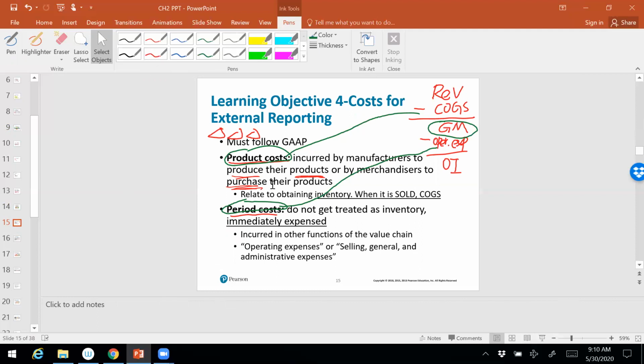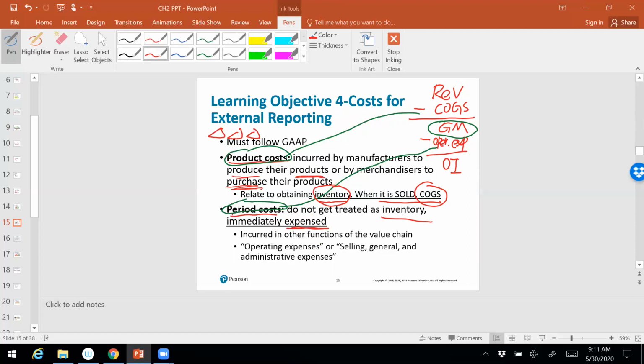We already talked about it: the product cost is related to our product, our purchase and production. We get our inventory, and when we sell it, it becomes cost of goods sold. We have talked about this many times, and we will do the detailed numbers later. Period cost will not go to your inventory. Product cost becomes your inventory first, and when you sell it, it becomes cost of goods sold. Period cost does not go to inventory. Instead, we expense it immediately.